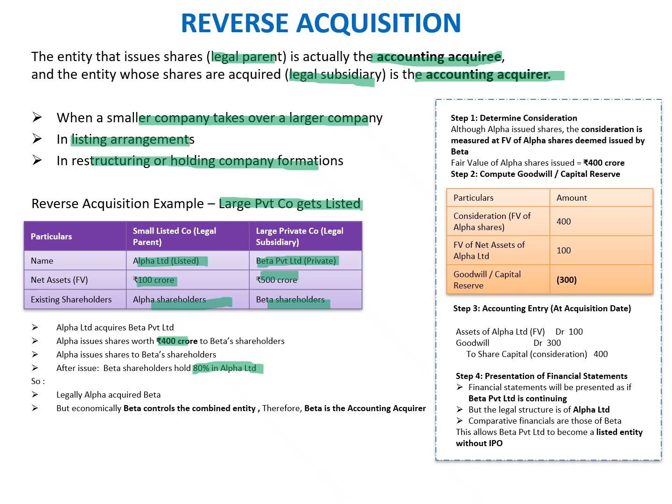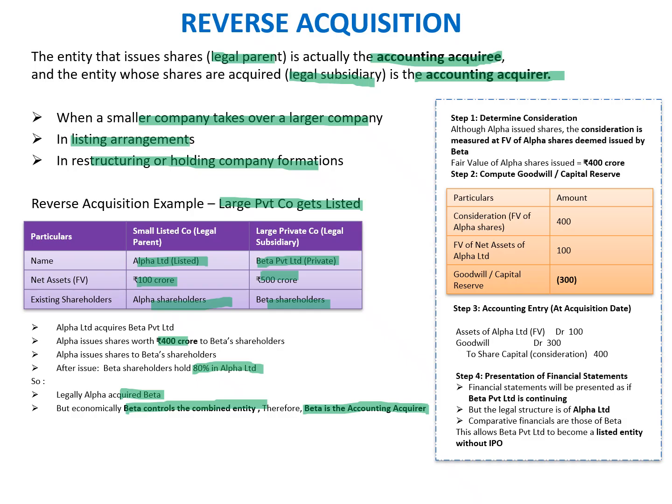So which means that though on the legal formalities or legal substance, the acquirer is Alpha Limited, but in the accounting scenario, wherein accounting happens, the accounting acquirer is Beta Limited. So legally Alpha Limited acquires Beta, but economically Beta controls the combined entity, and therefore Beta is the accounting acquirer. So what we have to do, we have to determine the consideration.